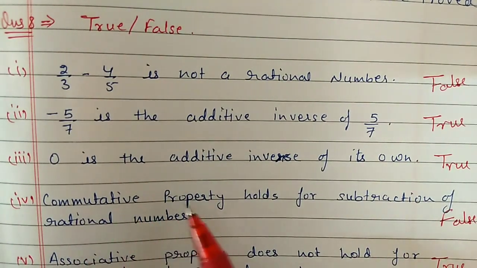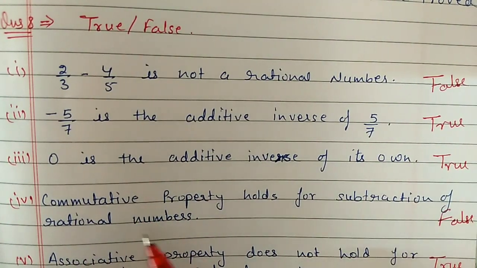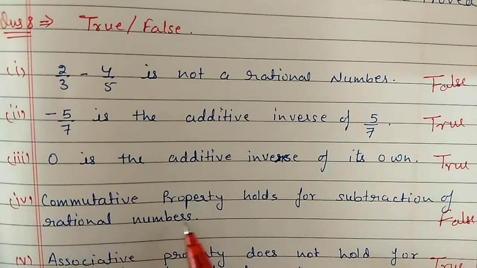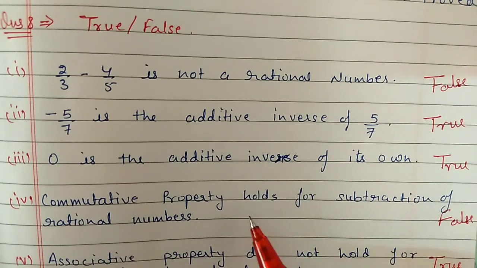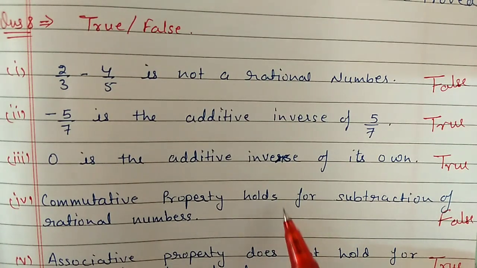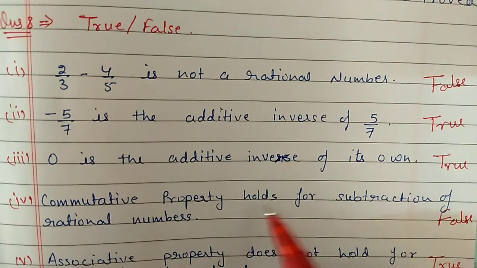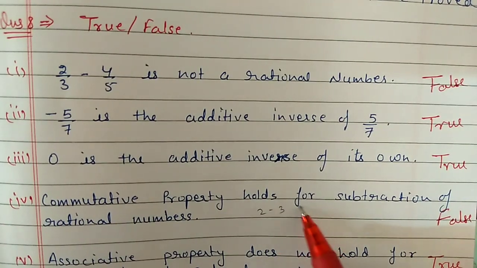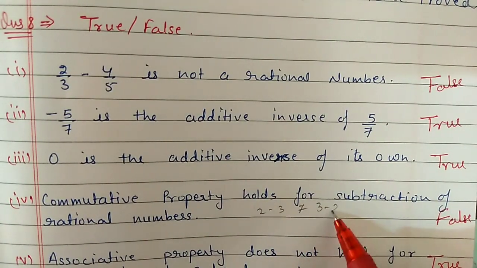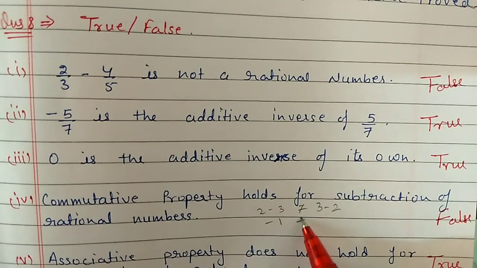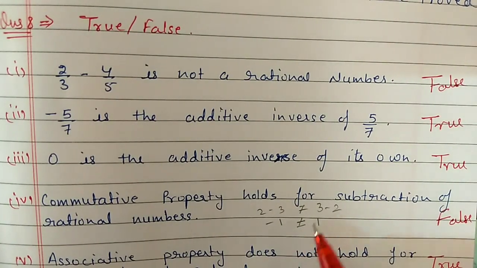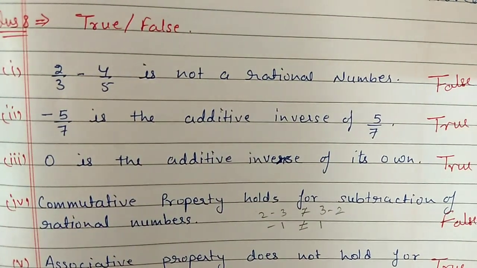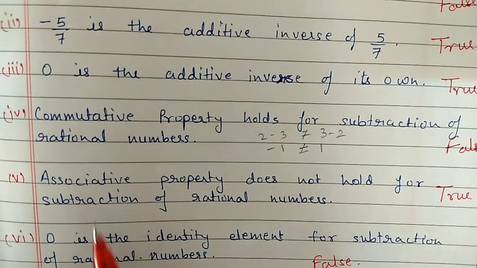Fourth, commutative property holds for subtraction of rational numbers. Commutative property means if you have two rational numbers and you change the order, then the answer will come the same. But in subtraction, the answer will change. Suppose you have two rational numbers, 2 and 3. So 2 minus 3 not equal to 3 minus 2. Here you will get minus 1 and here you will get 1. So this is not equal. This statement is false.